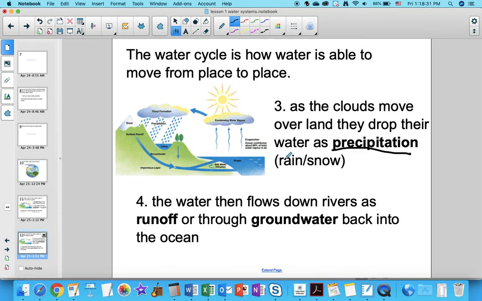As the water falls down, it flows into rivers as runoff, right? So runoff is when the water basically runs off into the ocean or runs down the slope. Or the water from the rain can enter underground reservoirs and become groundwater, right? And groundwater and rivers will eventually flow back into the ocean. And again, evaporation, condensation, back through. And it just keeps cycling.